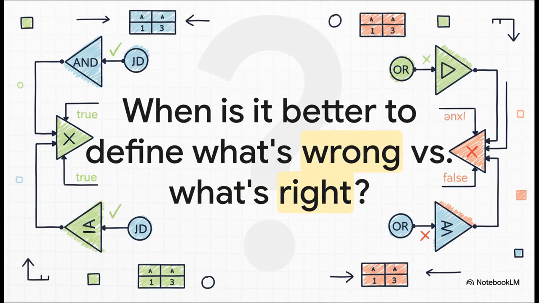And that leaves us with a final thought to chew on, this whole idea of focusing on the ones versus the zeros, the successes versus the failures. It goes way beyond just circuits. So think about it. When in your own life is it actually more powerful to solve a problem not by defining what works, but by systematically eliminating everything that doesn't?